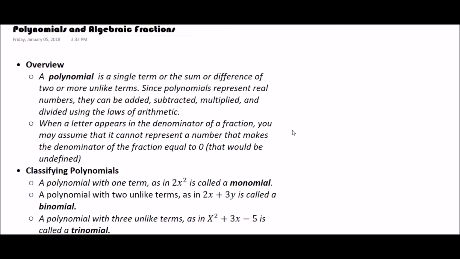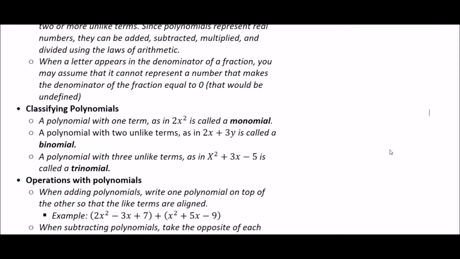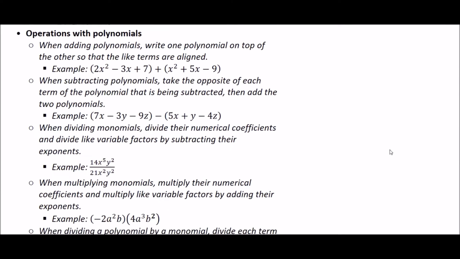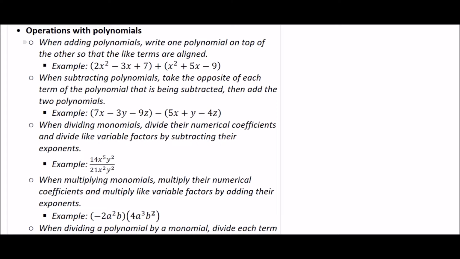Alright, now we're going to try some problems with the operations of polynomials. We'll start with adding polynomials. When adding polynomials, write one polynomial on top of the other so that the like terms are aligned. So for this first problem, you would first put 2x squared minus 3x plus 7. And then below it, you'd put plus x squared plus 5x minus 9.